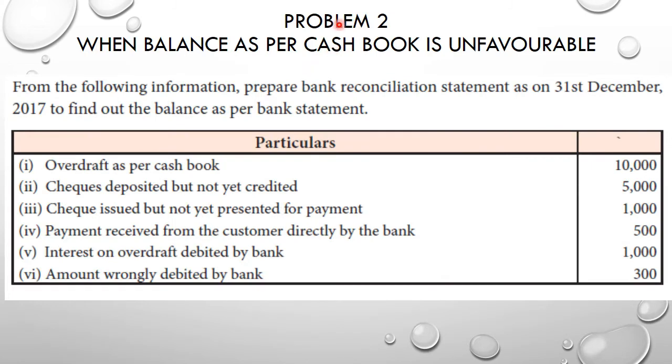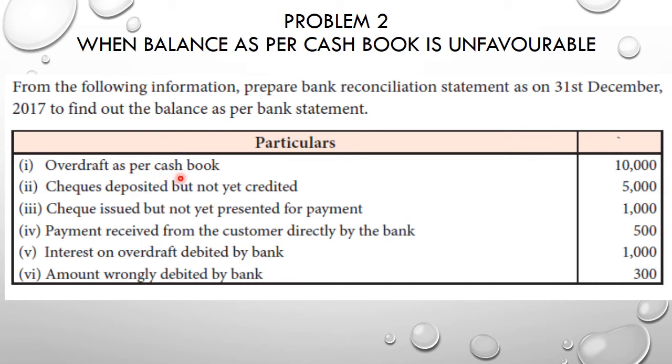Let's see the next problem. Okay. Problem number 2. When balance as per cash book is unfavorable. So when it is given it is unfavorable, we have to reverse the format. Let's see the problem. From the following information, prepare bank reconciliation statement as on 31st December 2017 to find out the balance as per bank statement.